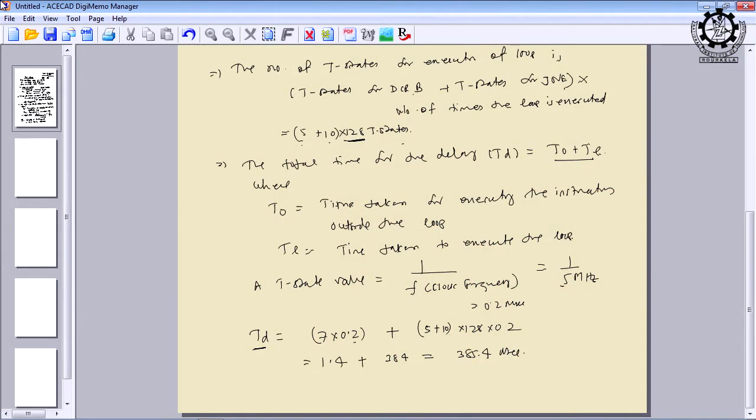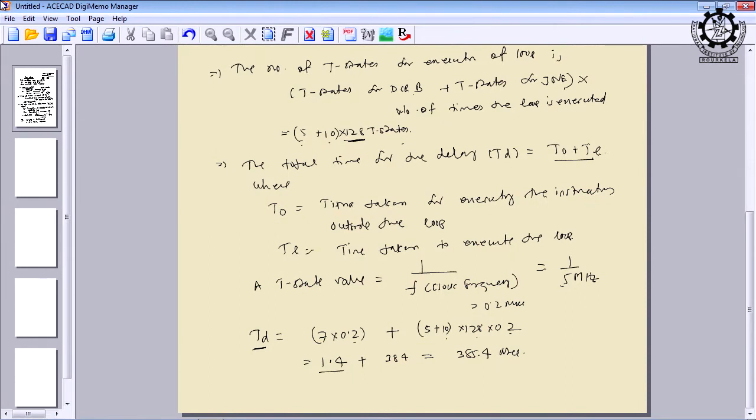Is it okay? So, 7 into 0.2 plus the number of T states inside the loop. How to find it? So, (5 plus 10) into 128 into 0.2, because 5 T states are required for DCR B and 10 T states are required for JNZ, and both are added together and multiplied with the number of times the loop is executed, and finally multiplied with the T state value. T state value means the clock period value, that is 0.2 microsecond. So, this comes to 1.4 microsecond and this comes to 384 microsecond. So, the total is 385.4 microsecond.